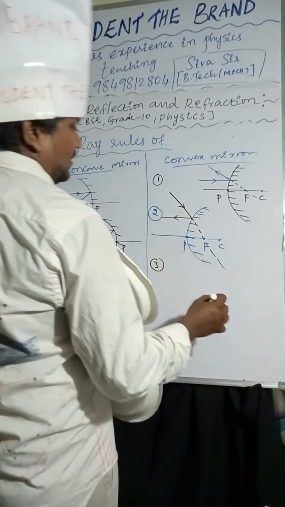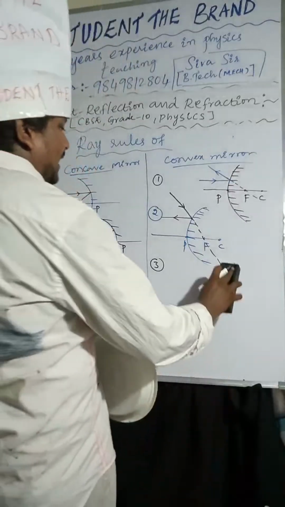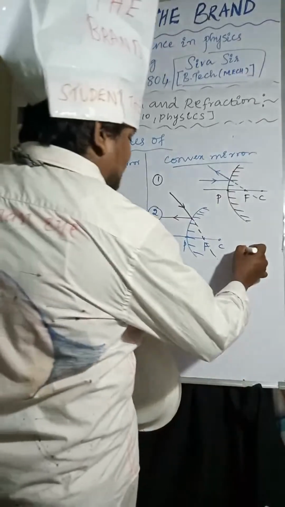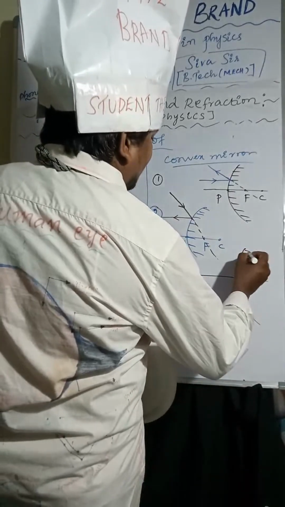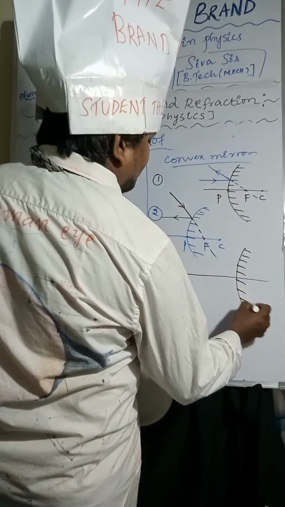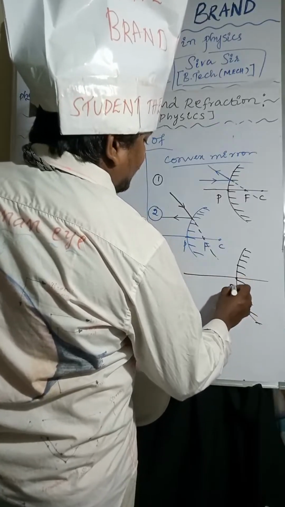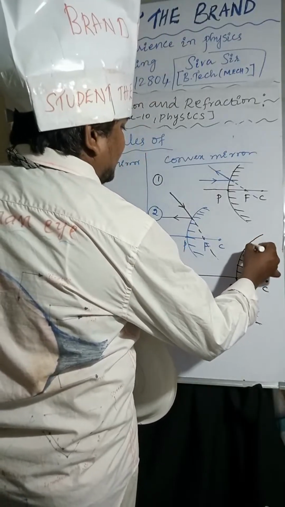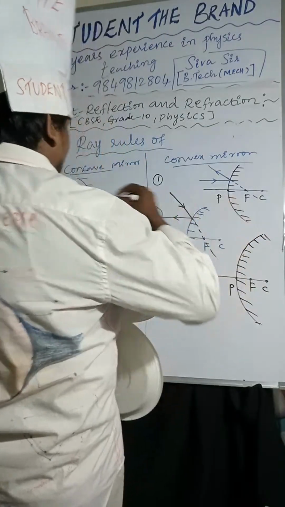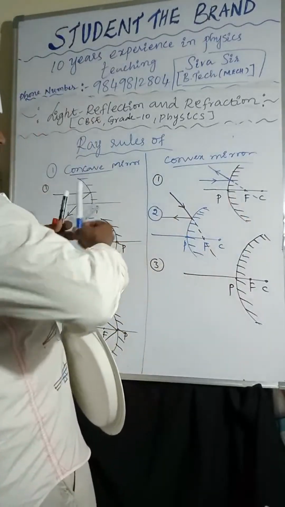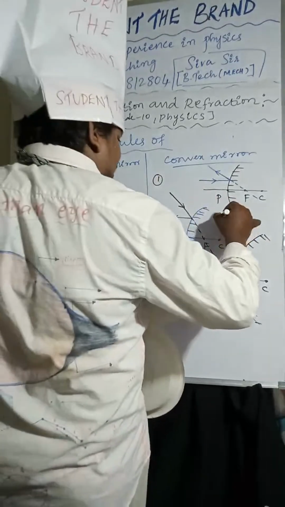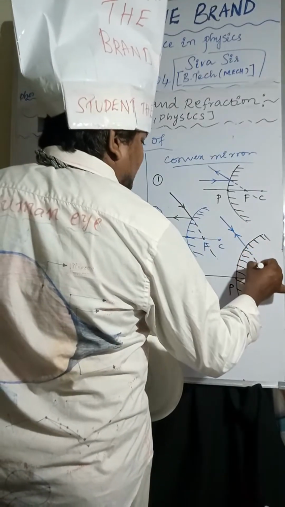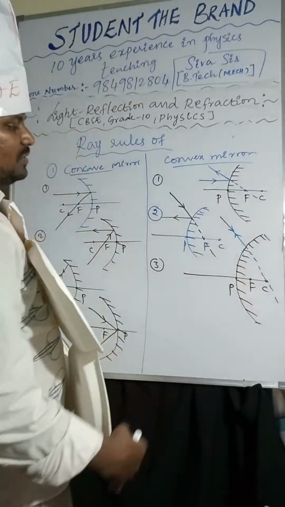Coming to the third one, if the light ray retraces its original path. So here, pole, focus, center of curvature. If the light ray is incident at the center of curvature, it moves in the same direction.